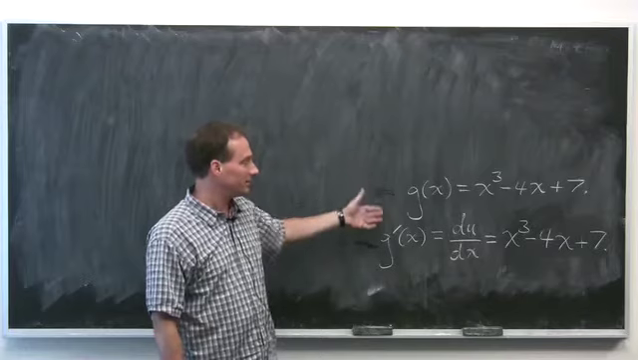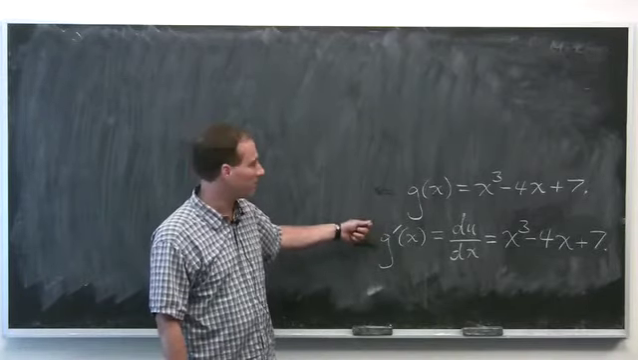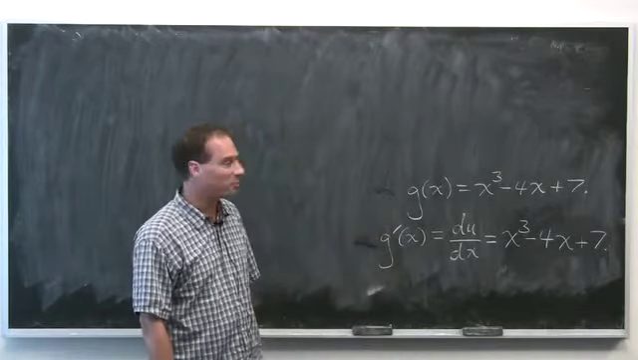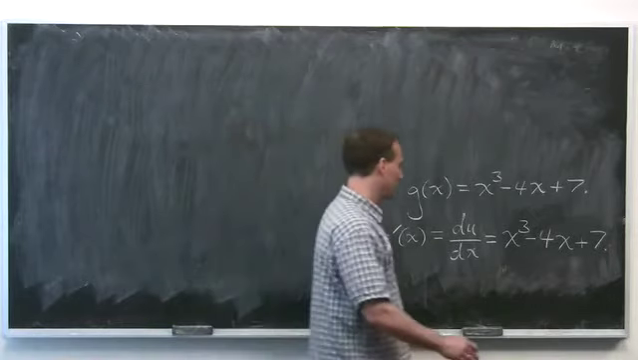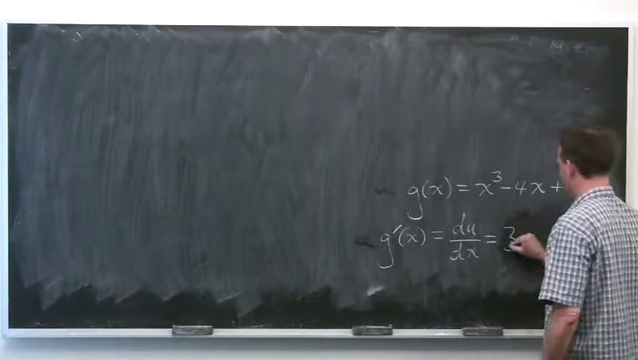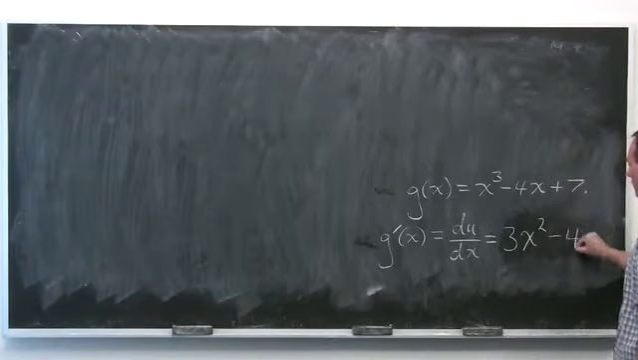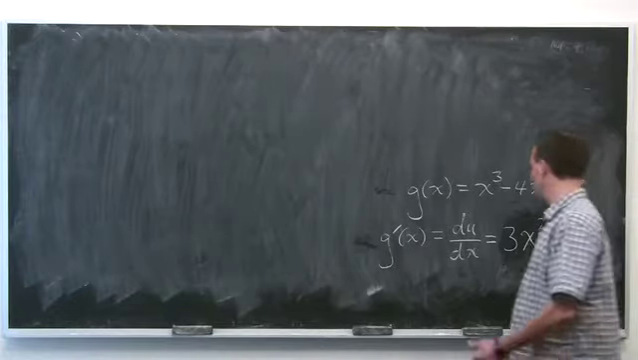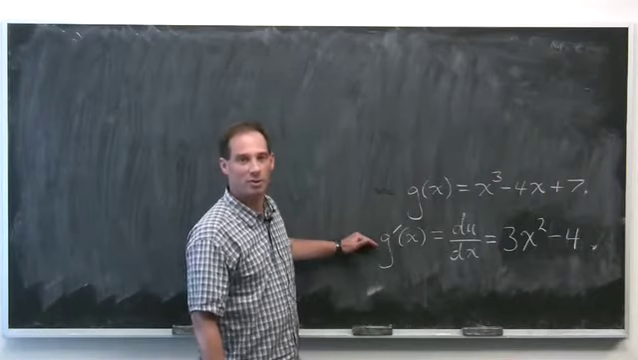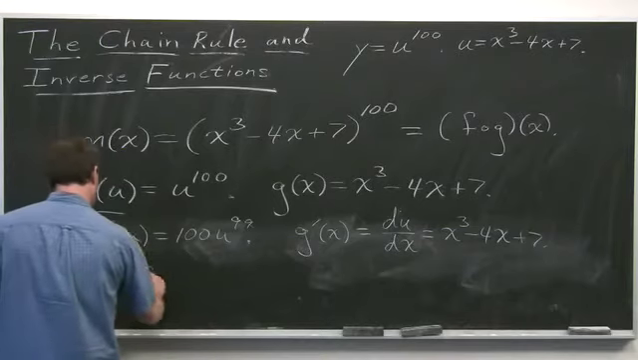Actually, when I need this derivative in the midst of the chain rule, I recalculate it, or I calculate it the first time correctly. But this is just a mistake that you're going to see on the board for the next 9 minutes. What it should have said was the derivative of x cubed is 3x squared. The derivative of minus 4x is just minus 4. The derivative of the constant is 0. So g prime of x should be 3x squared minus 4. Sorry about that.